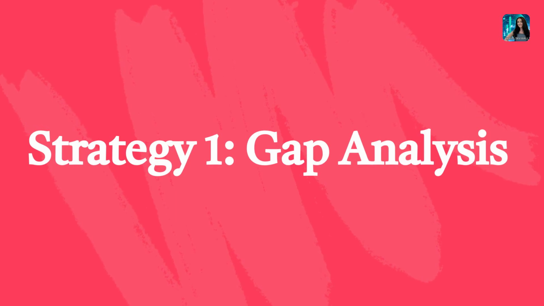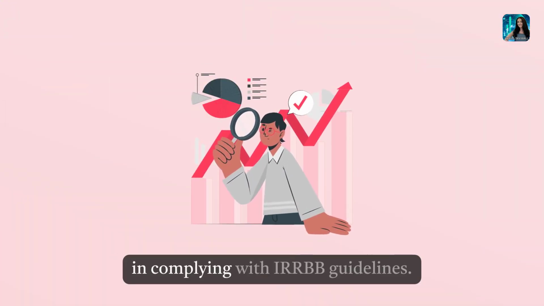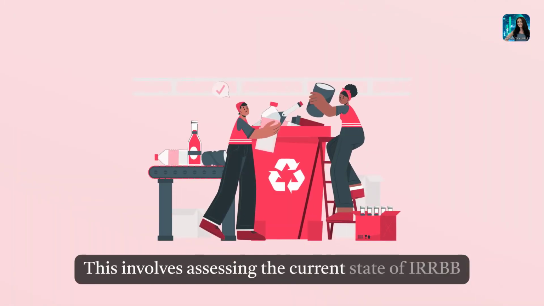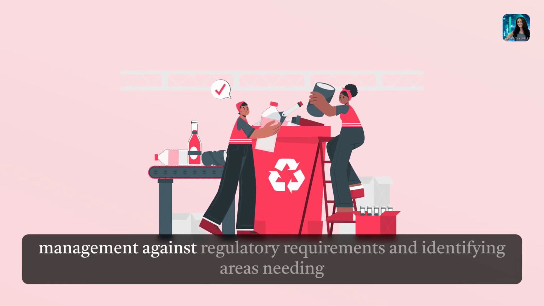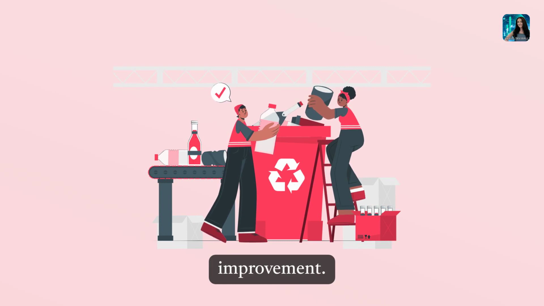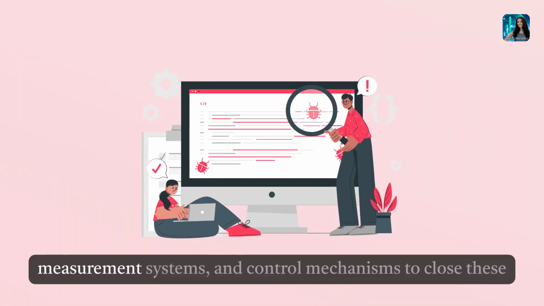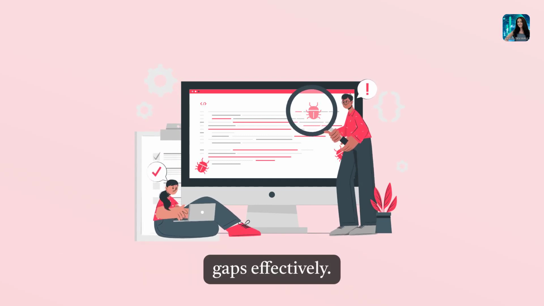Strategy 1. Gap analysis. Performing a gap analysis is the first step in complying with IRRBB guidelines. This involves assessing the current state of IRRBB management against regulatory requirements and identifying areas needing improvement. Banks should evaluate their interest rate risk exposure, measurement systems, and control mechanisms to close these gaps effectively.